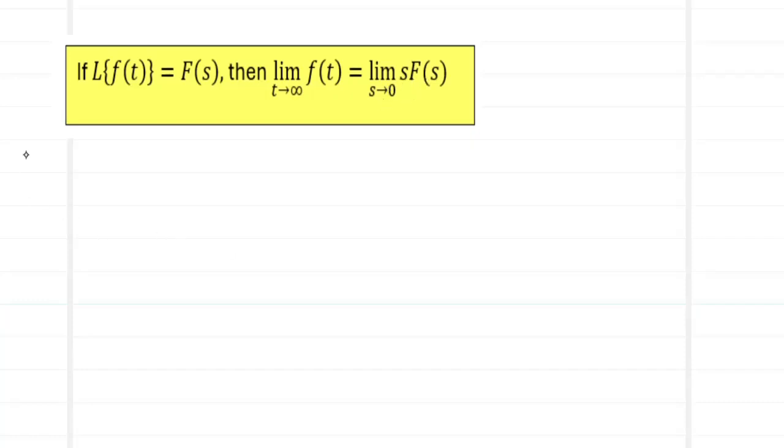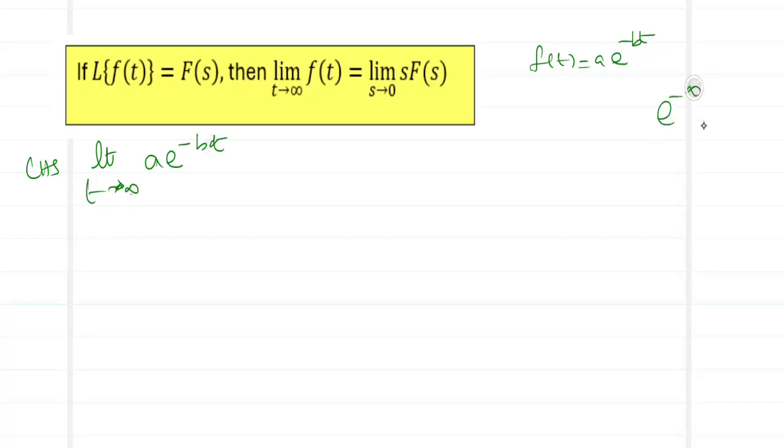Now let us verify our LHS. Limit t tending to infinity of f of t, which is a e power minus bt. As t tends to infinity, we have e power minus infinity, which moves towards 0. So this quantity as t tends to infinity moves towards 0, and a into 0 makes it 0. So my left hand side is obtained as 0.